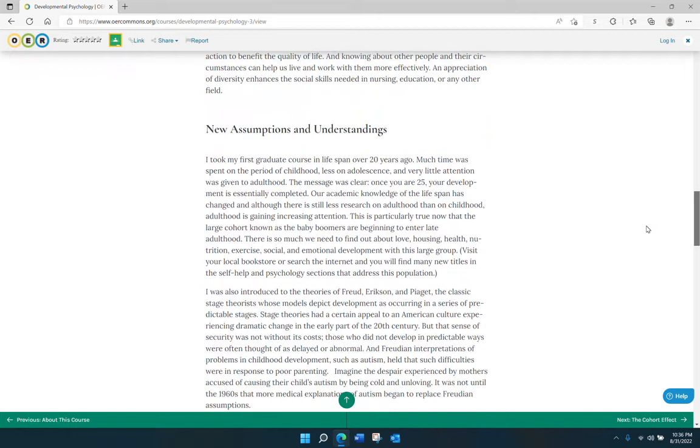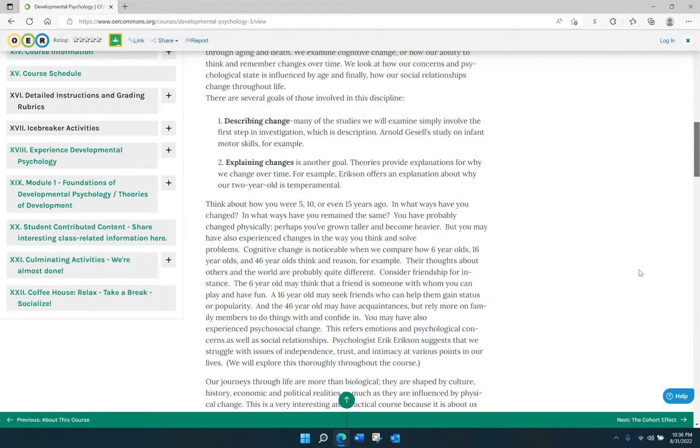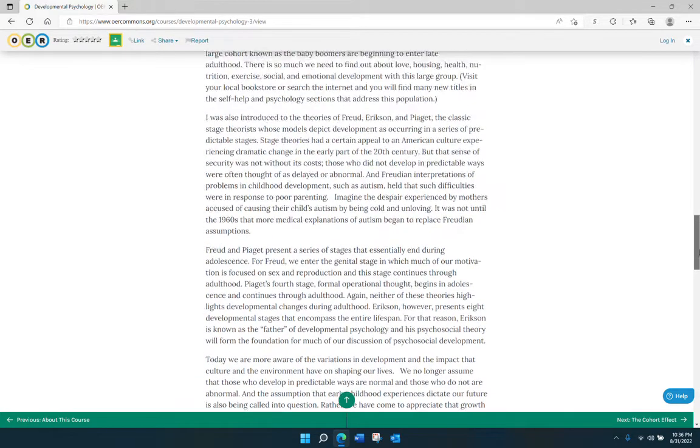So go ahead and read the chapter. Again, I'm not going to read this to you. I'm just looking for highlighting of things here.